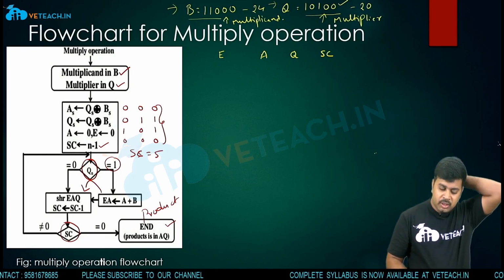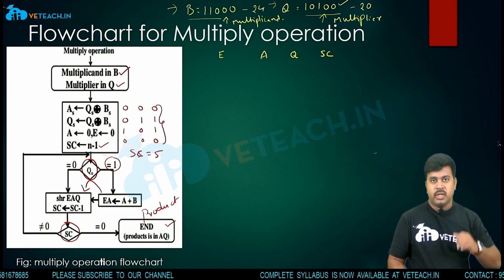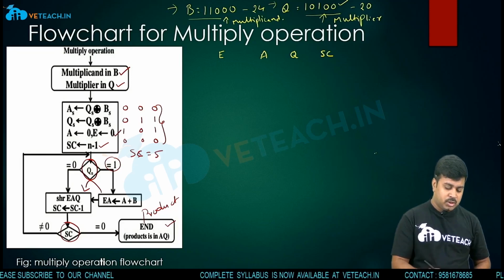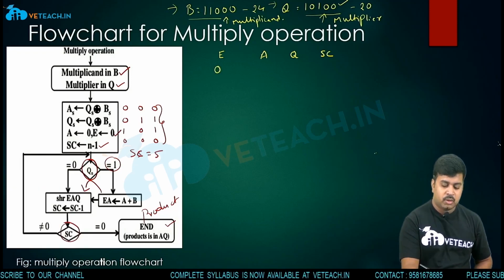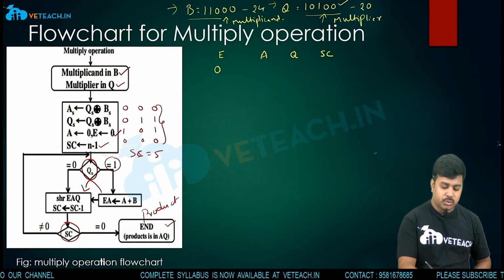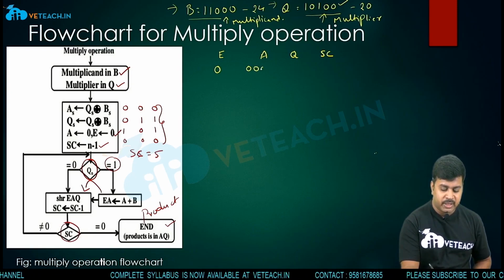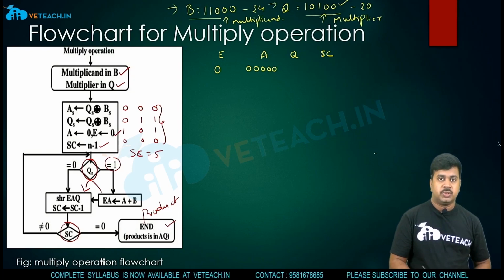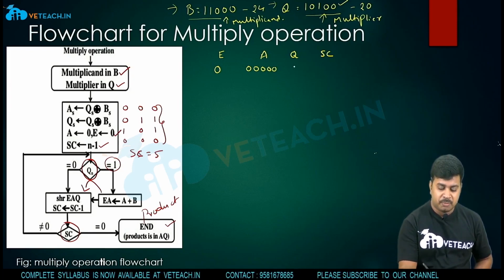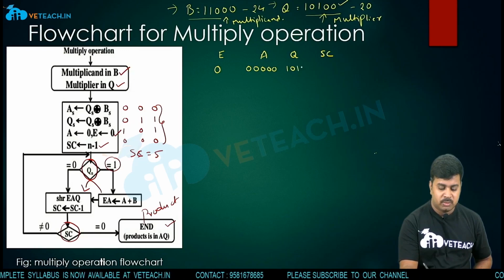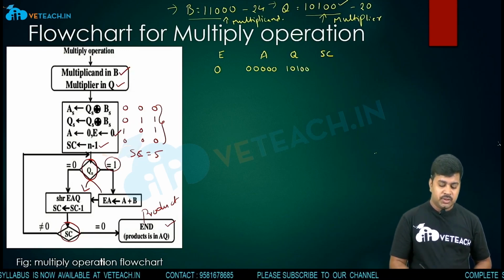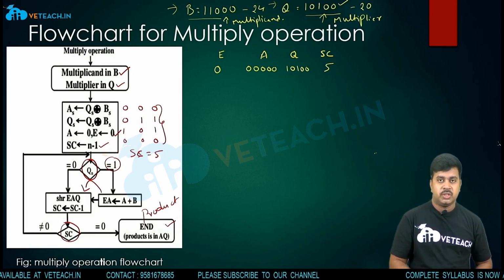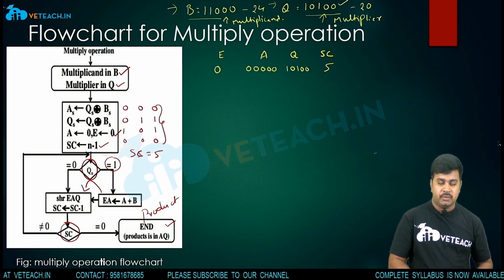Now I am taking the values of E, A, Q and the sequence counter here for doing the calculation. You know that E is initially 0, so you have to make it 0 here. And A is also all zeros; you have to match the number of bits in the B and Q registers, which is why I am inserting 5 zeros here. Then Q will be the multiplier, that is 10100. Now the sequence counter will be 5 as we discussed earlier, because the number of bits in the B and Q registers is 5. That is why I am inserting 5 over there.